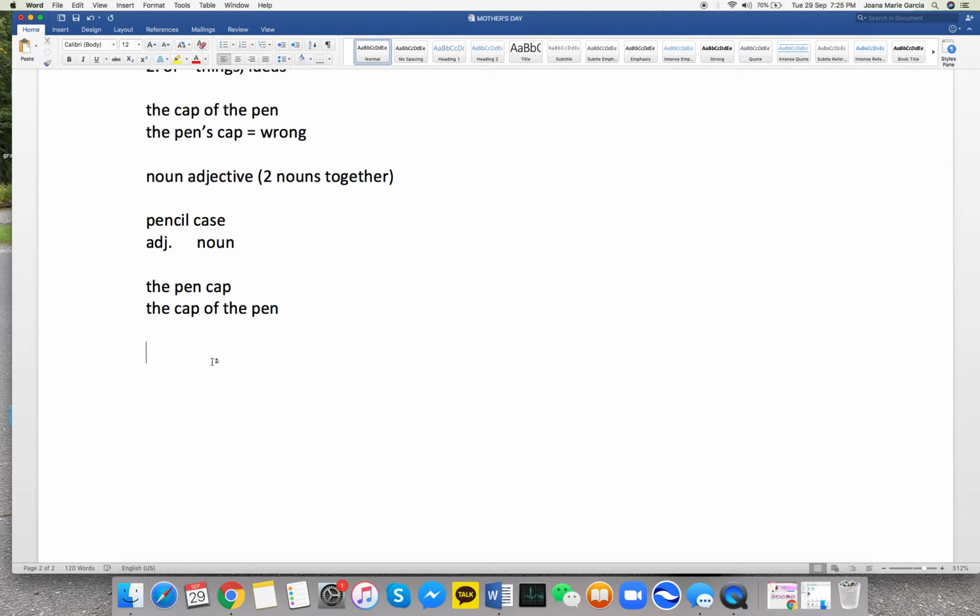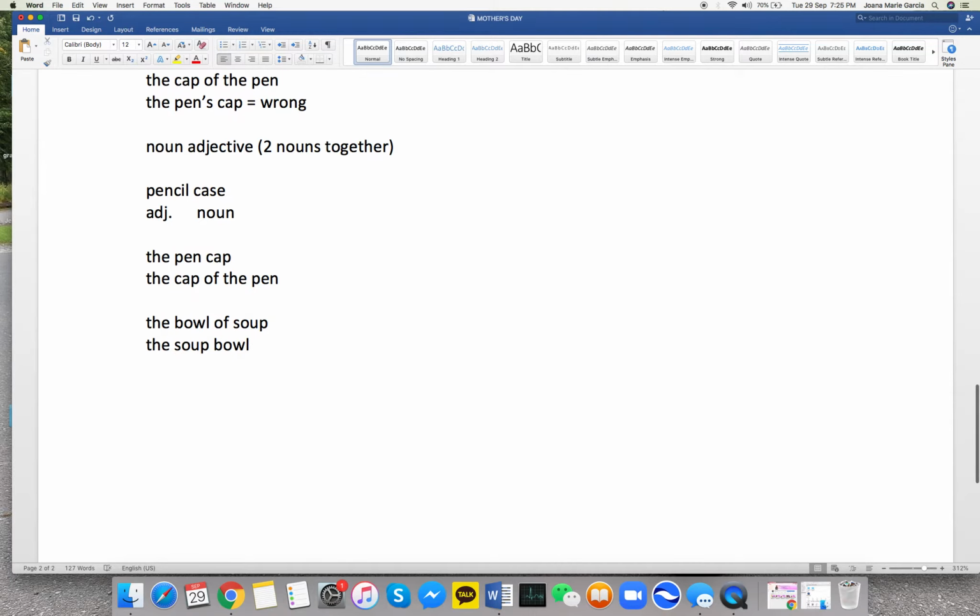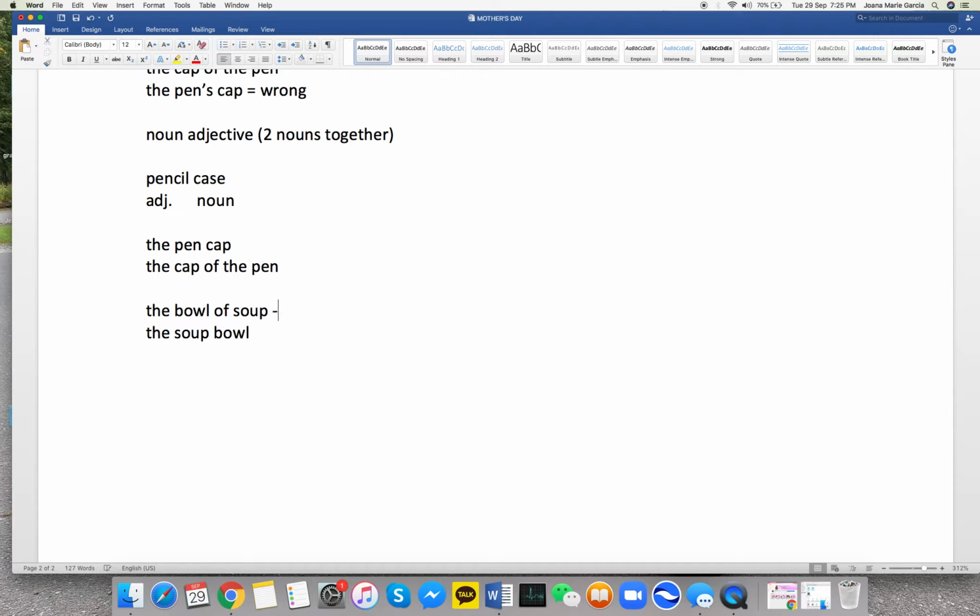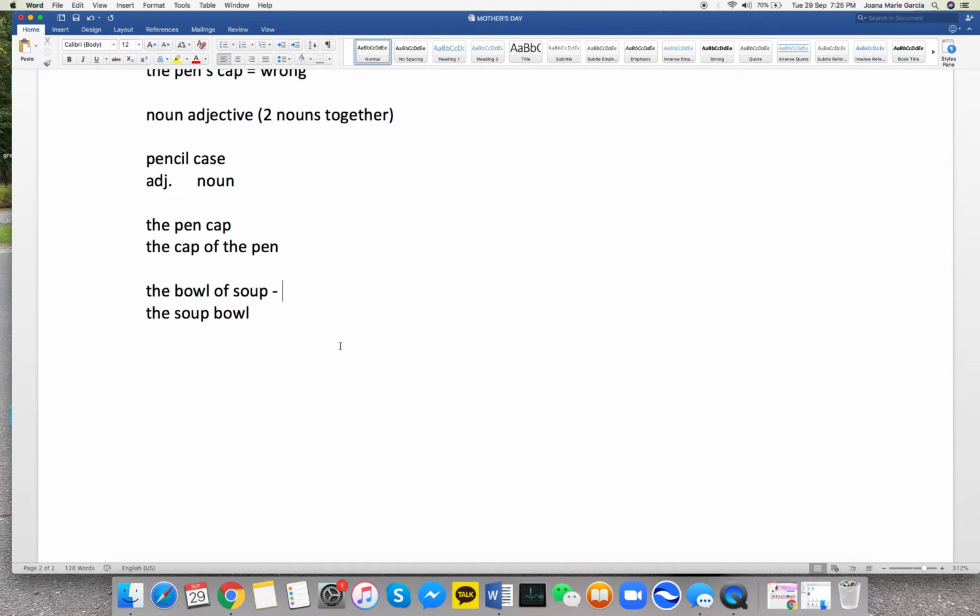However, in some cases, they are different, so you have to be careful using them as well. For example, the bowl of soup and the soup bowl. As you can see, both are accepted, but the meanings are different. For the bowl of soup, what do you think the meaning is? Think about it first. This one is actually full of soup. And the soup bowl can be empty. Our focus is just what kind of bowl it is. It's for soup. So that's the meaning of that.